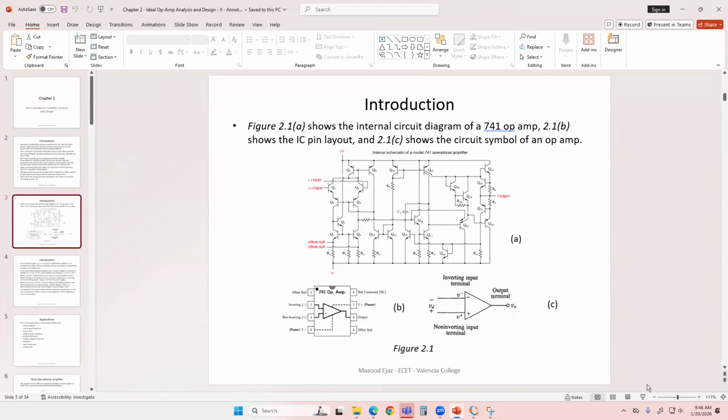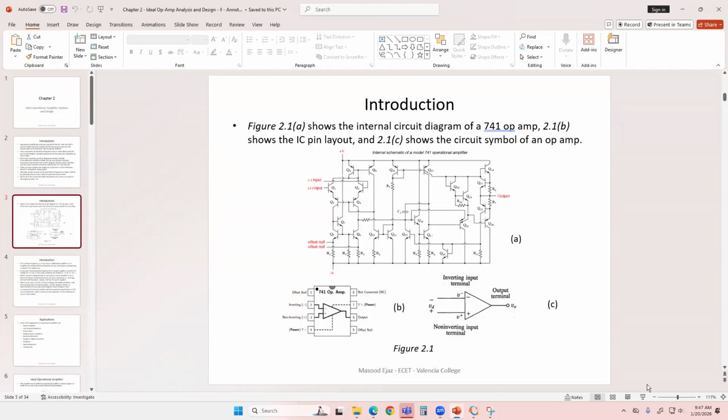You're not going to be using all the pins. So number 2 is the inverting input. You're going to be using this. Number 3 is the non-inverting input. You're going to be using this. So 2 and 3. Pin number 4 is the negative biasing. So you're going to be using pin number 4 to bias the negative 15 volt.